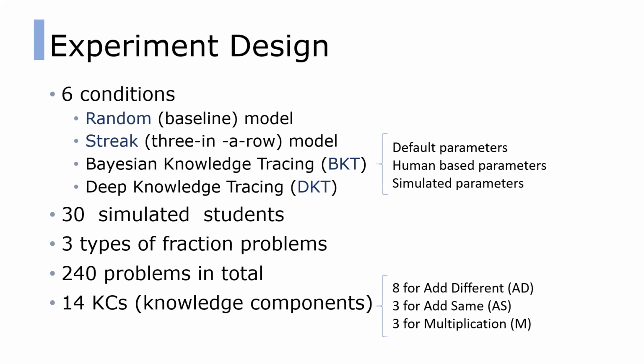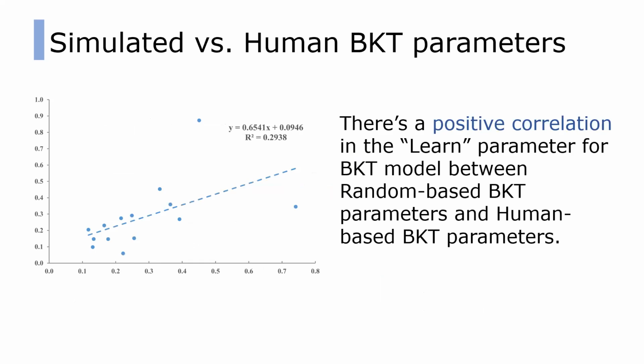We created 30 simulated students for each of the 6 conditions, providing 80 questions for each of the 3 question types, and analyzed the data generated. There are a total of 14 knowledge components in our analysis, 8 for AD, 3 for AS, and 3 for M. Each KC for each problem constitutes a unique skill. To answer our first question, can we generate model parameters through simulation experiments when there's no human student data available?